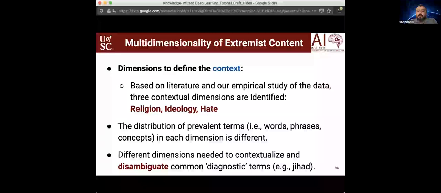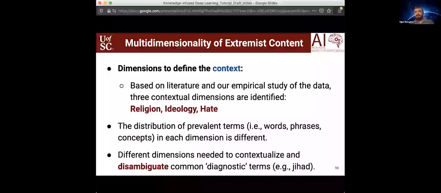The main reason that we want to do that, as I said before, is that the same language, the same content, concepts, or phrases that extremist people are using are also being used by non-extremist people. As I mentioned before, as an example, jihad. The meaning of jihad is actually very peaceful in Islamic literature.